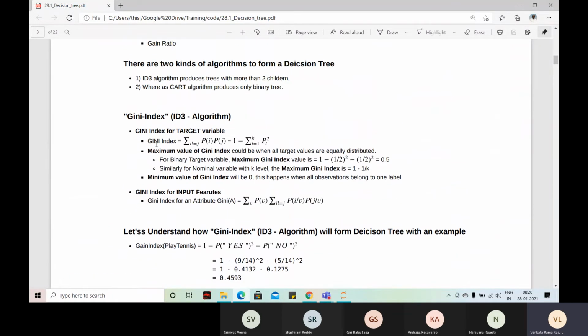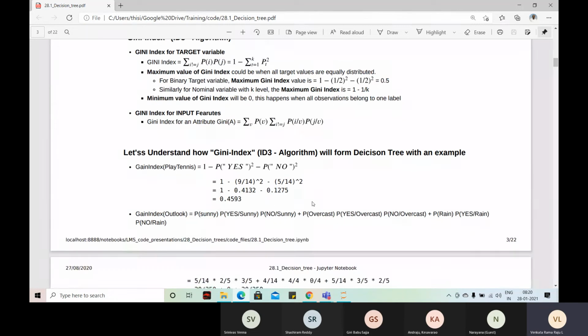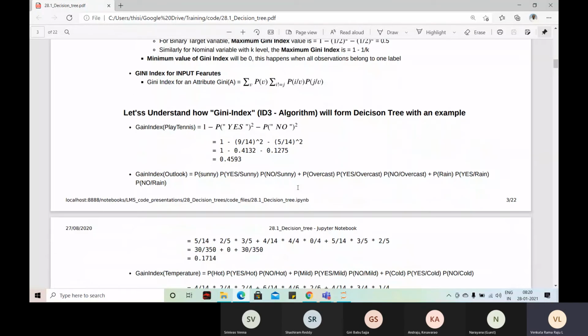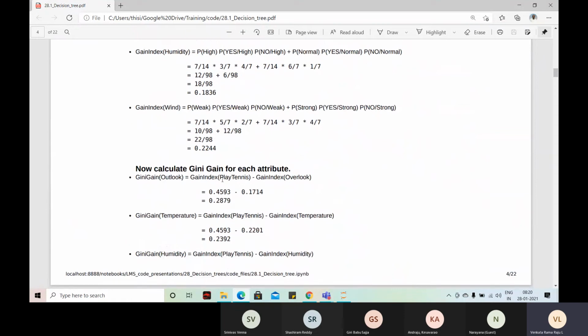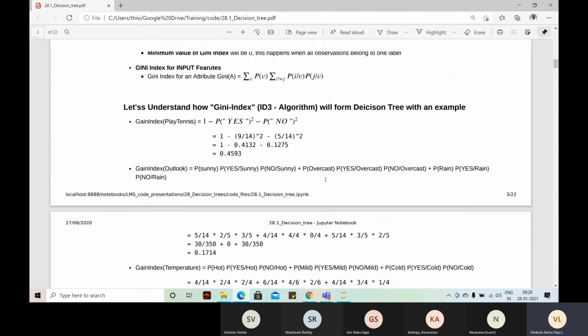There are two different things you need to calculate: Gini index for the target variable and Gini index for the input variables. Basically, we are trying to decide which feature is important. Gini index for the input variable is enough, but there is a concept called Gini gain that subtracts the Gini index of the input variable from that of the output variable. I'll talk about Gini gain a little later.